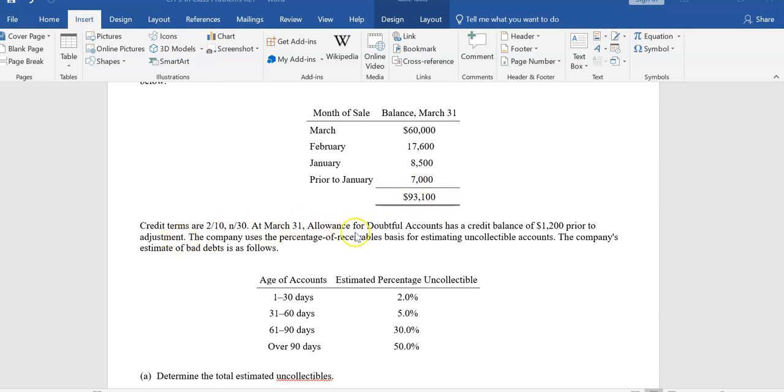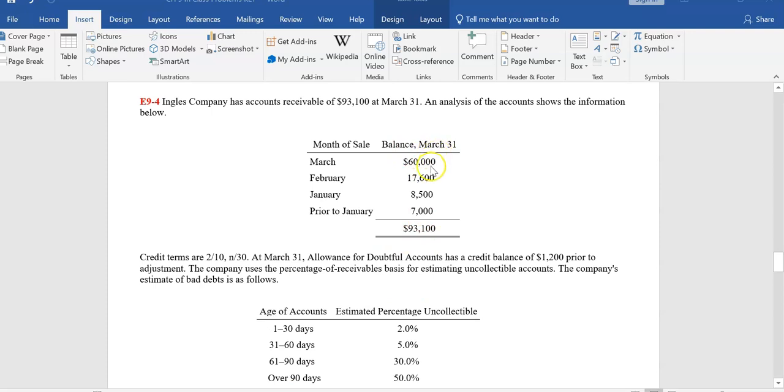At March 31st, the allowance for doubtful accounts has a credit balance of $1,200 prior to any adjustment being made for bad debt expense. The company uses a percentage of receivables basis for estimating uncollectible accounts. The company's estimate of bad debts is based on this aging schedule.